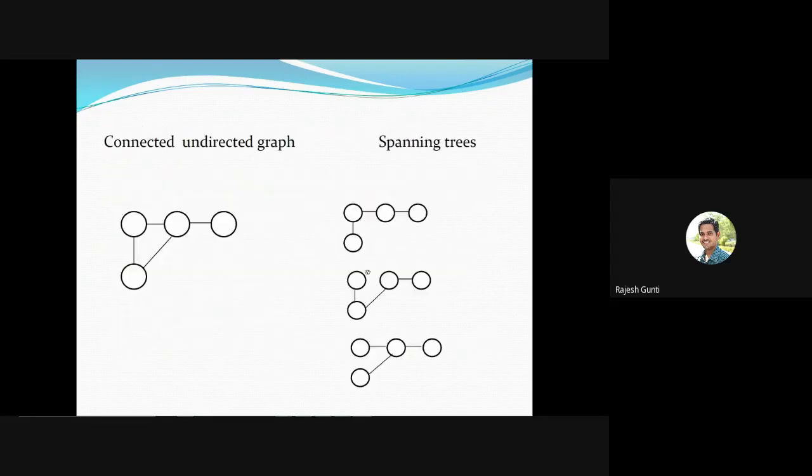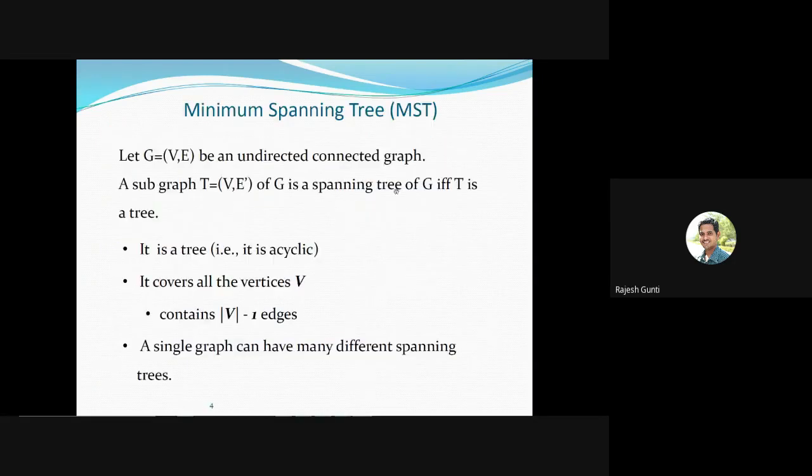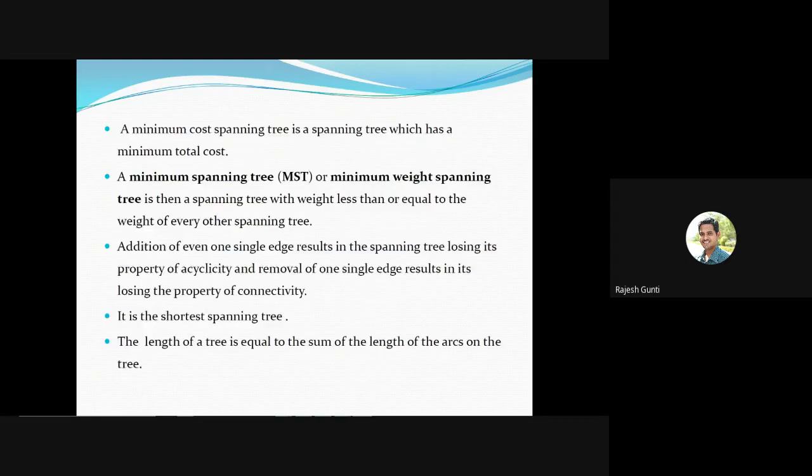So what is a minimum spanning tree? This is a spanning tree. Spanning tree means the subgraph should be a tree and it covers all the vertices of V. That is called spanning. What is a minimum spanning tree? That is very important. Suppose G is a weighted graph. A minimum cost spanning tree is a spanning tree which has a minimum total cost. It is also called a minimum weighted spanning tree.